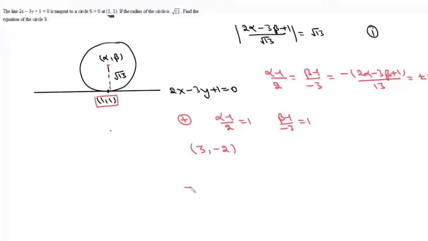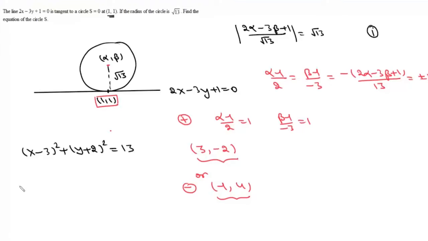And if we take this minus sign, then alpha minus 1 equals minus 2. So it will be minus 1 and here it will be 3 plus 1, that is 4. So the center could be at (3, minus 2) or at (minus 1, 4). Now once we have the center and radius, we can write the equation of this circle. So it will be (x minus 3) whole square plus (y plus 2) whole square equal to 13, or it will be (x plus 1) whole square plus (y minus 4) whole square equals 13. So that's one way of solving the question.